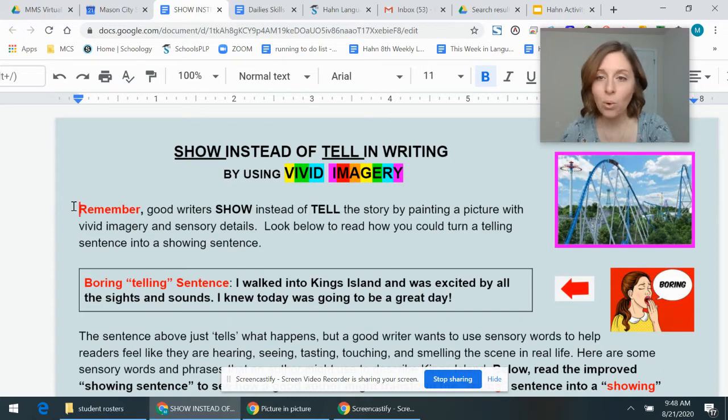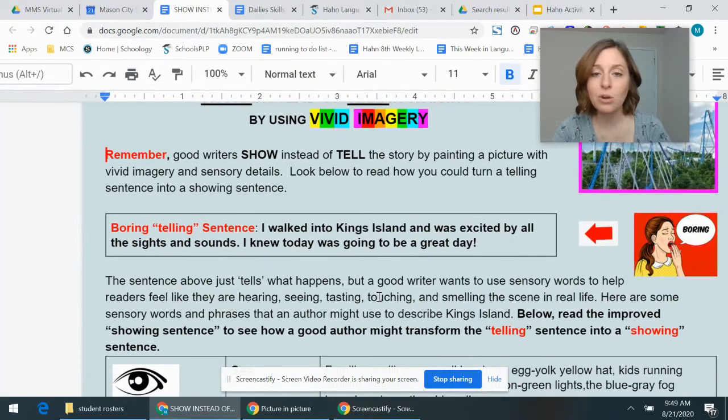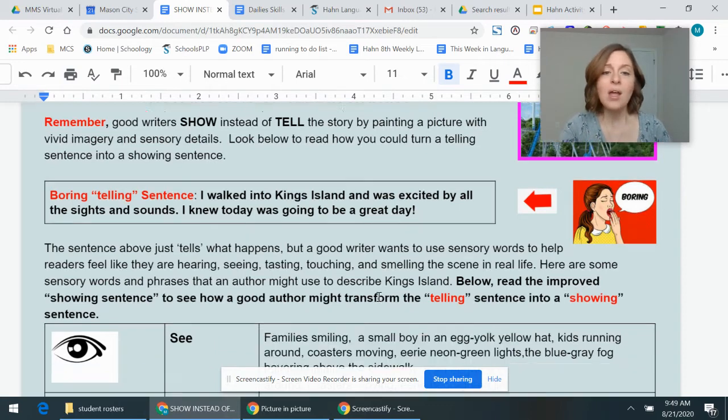So here is a boring, what we call telling sentence. I walked into Kings Island and was excited by all the sights and sounds. I knew today was going to be a great day. Boring. Okay, that's great. You told me what you did. You walked into Kings Island, but that author didn't describe anything. They didn't show me. Think of all the sights and sounds at Kings Island. They didn't show me those things. They just told me I went into Kings Island. So I'm going to read right here.